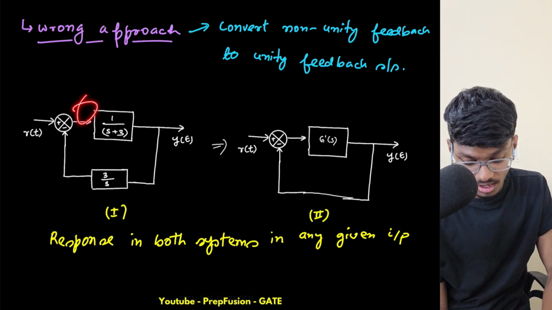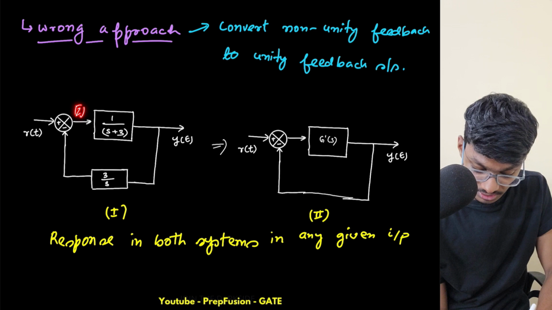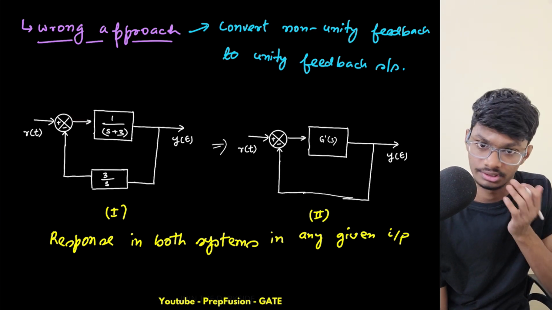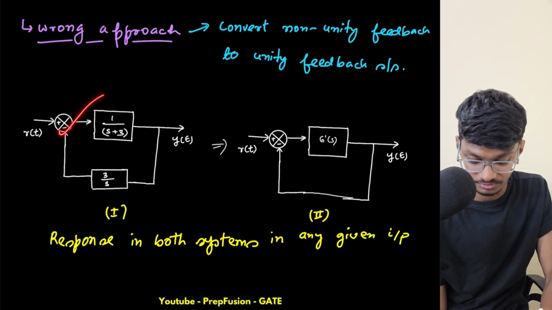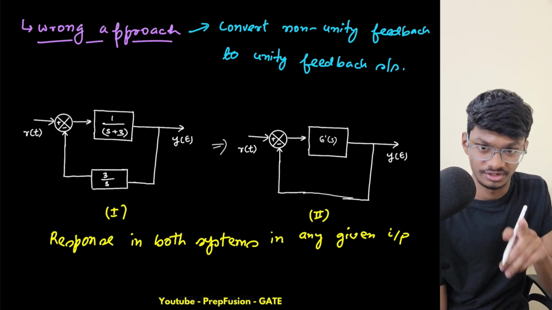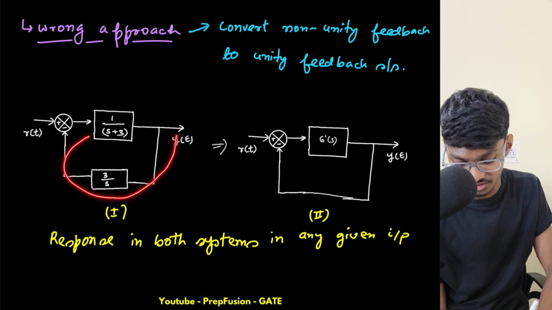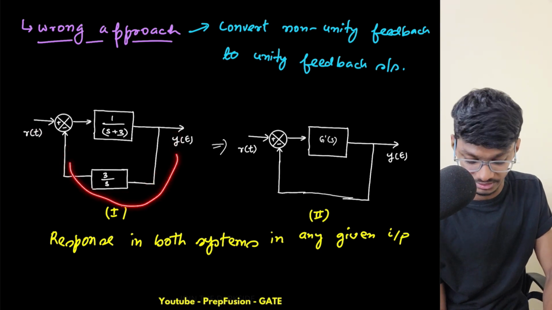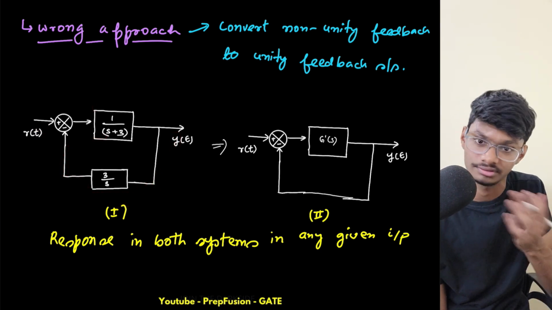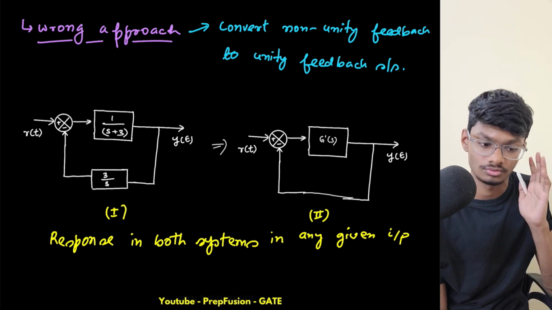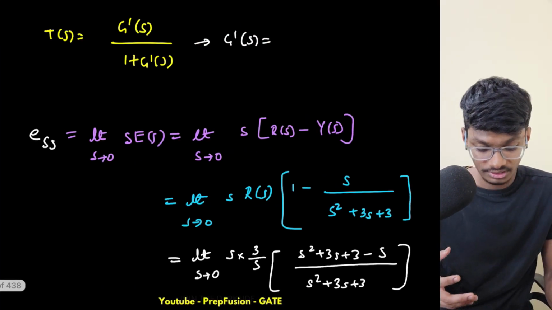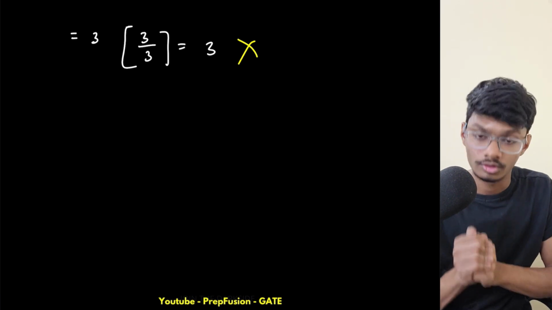But if in the question they have mentioned that this is E of s, then obviously, as I mentioned earlier, you will not use your brain. You will just simply do whatever you were doing previously. You do the same thing here: R of s minus Y of s into H of s equals E of s, and then from there you find the simple answer. So yeah, this was it for the steady state error for the non-unity feedback systems.